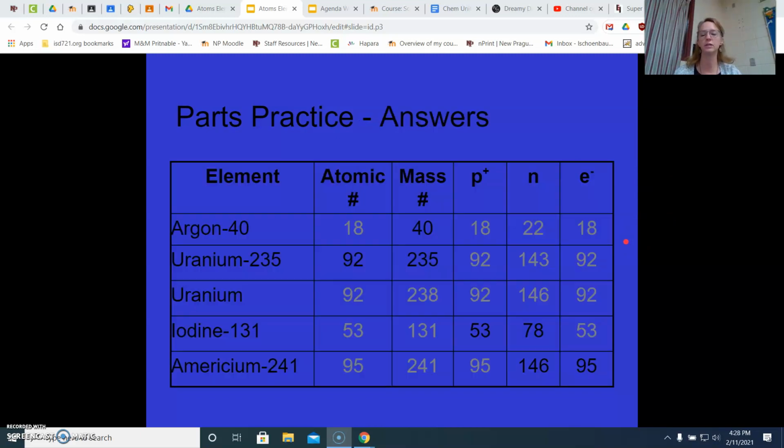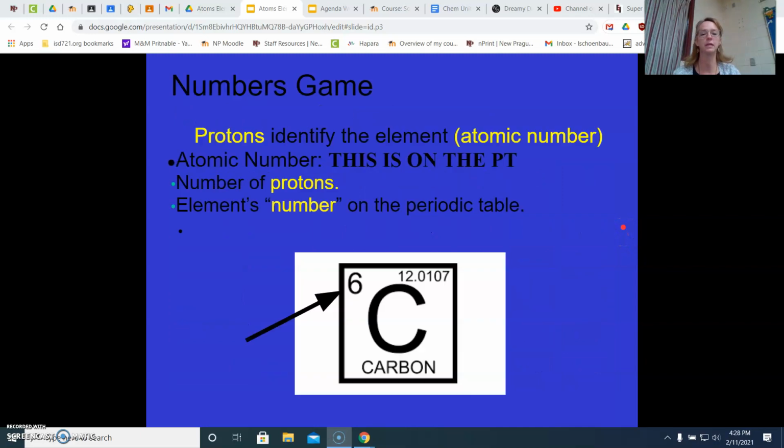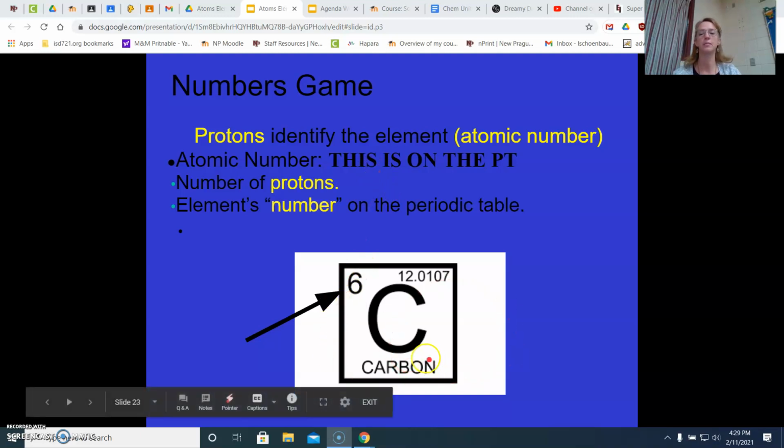All right, check your answers, make sure it's good. If not, you know you need to ask for help. We're going to do this a whole bunch so that it's easy peasy lemon squeezy. All right, so basically what we're going to call this process is a numbers game. We're looking at all the numbers on here.